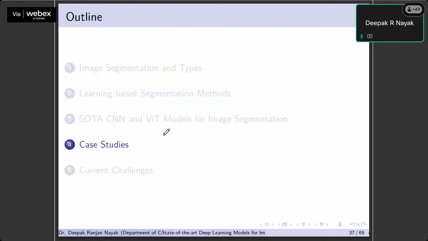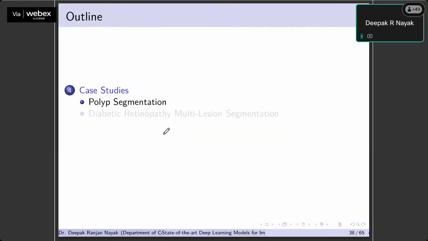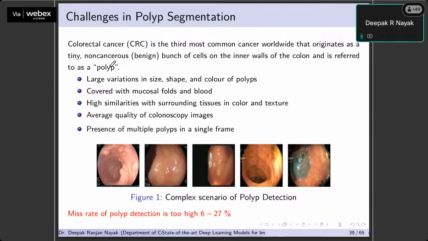There are a few case studies which I would like to highlight here, which we have been working on for the last 2-3 years. One is polyp segmentation. What is a polyp? You might have heard about something called colorectal cancer, which is the third most common type of cancer across the globe. And this colorectal cancer actually originates from a tiny benign bunch of cells, or you can say a tiny growth that is formed in the inner walls of the colon. That is what is known as a polyp.